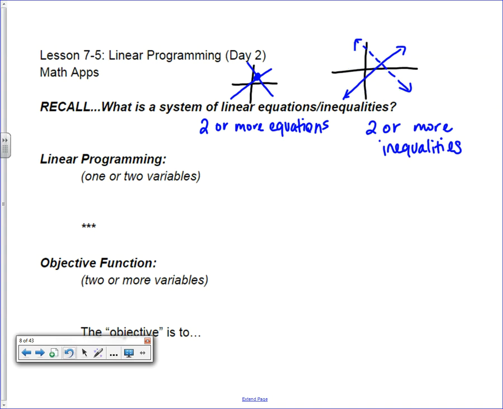Okay, maybe we would shade below this line and above this line. So then the answer would be the overlap of that shading. And in this case, it would be here. Okay, so that's the difference between equations and inequalities.